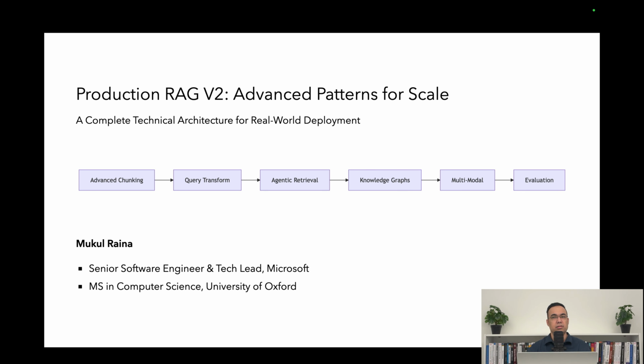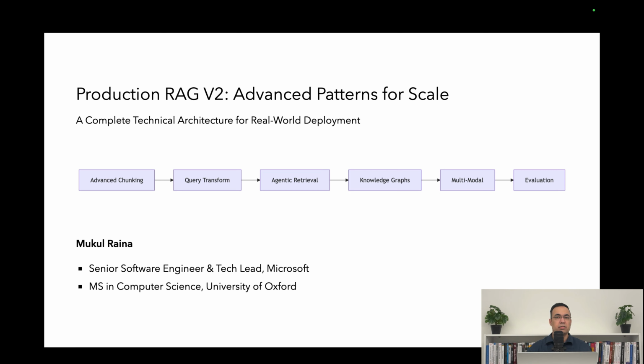The system handles straightforward retrieval pretty accurately. This video addresses what happens when straightforward is not enough. We are going to cover 6 major areas today. First, advanced chunking strategies, including semantic chunking, hierarchical chunking, and contextual chunking. Second, query transformation techniques like rewriting, decomposition, and hypothetical document embeddings.